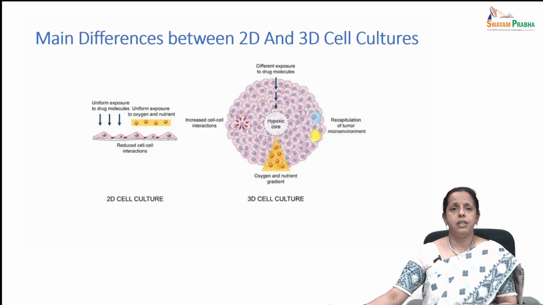So this is the main difference, as I was explaining before. 3D models have shown a great potential. There is a hypoxic core, and a loosely dense layer of proliferating cells around, and different exposure to drug molecules. So we cannot be treating with the same drug concentration as we do for a 2D culture, where we can see that there is a uniform exposure to drug. So this 3D model is representative of a typical tumor in the real scenario.